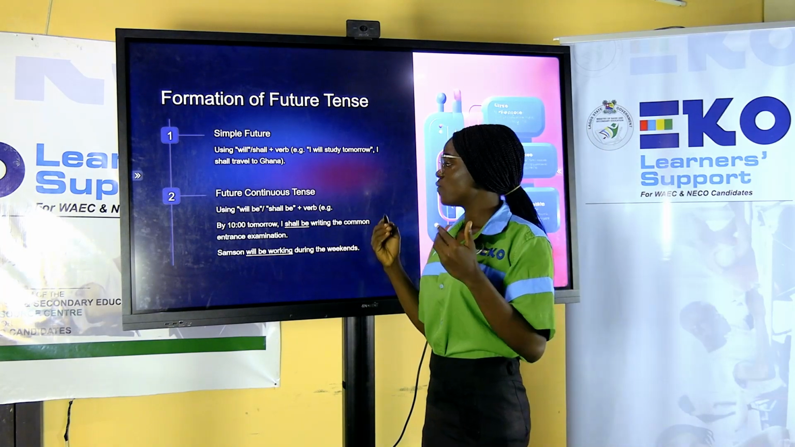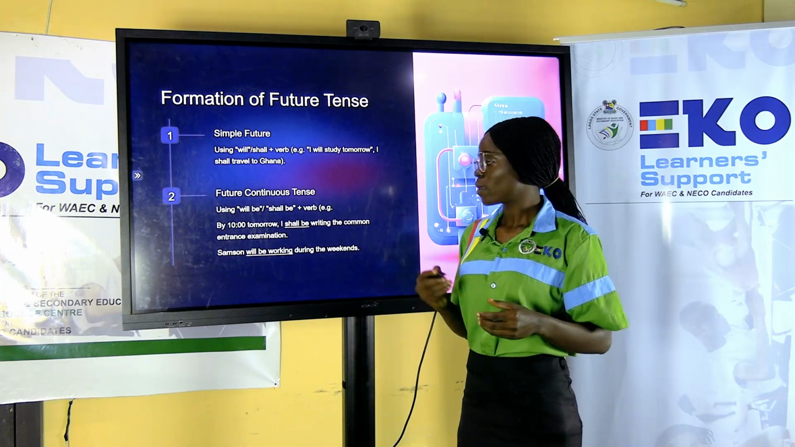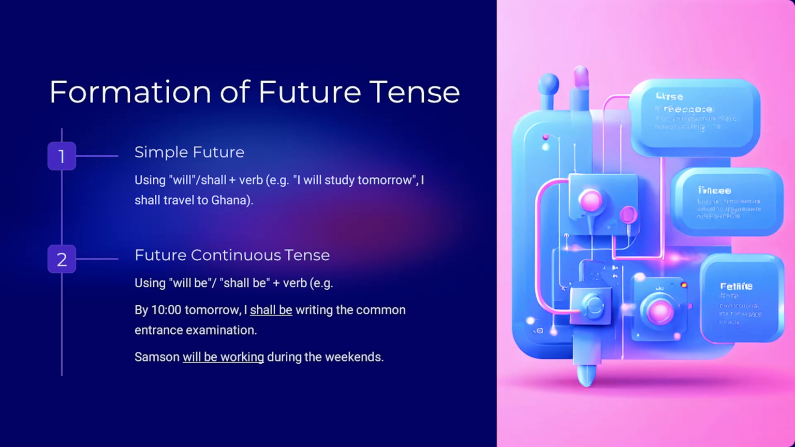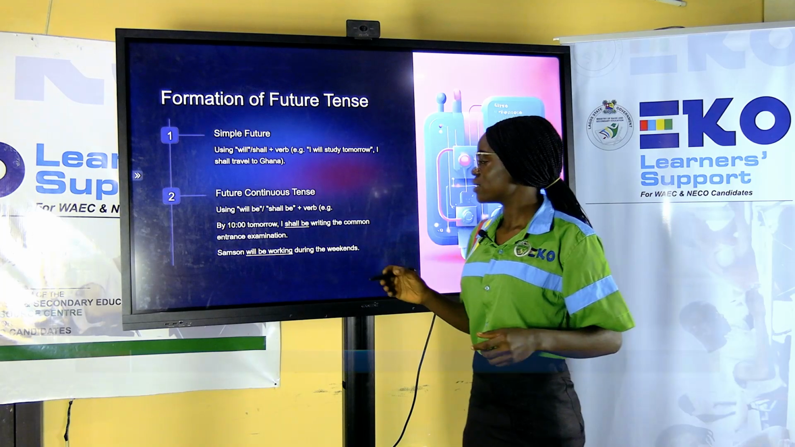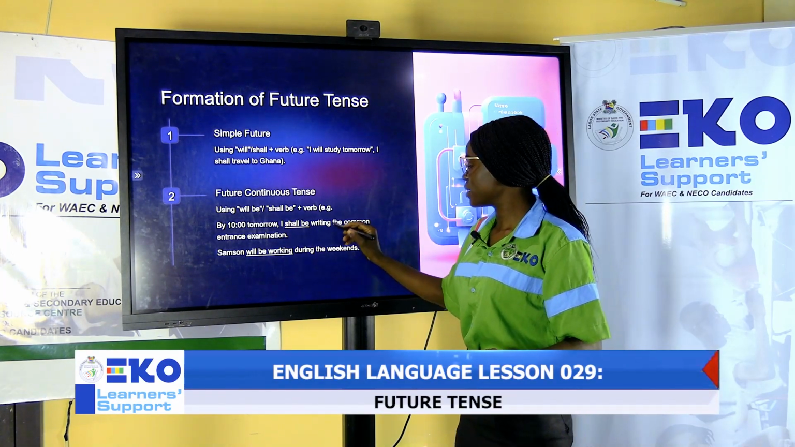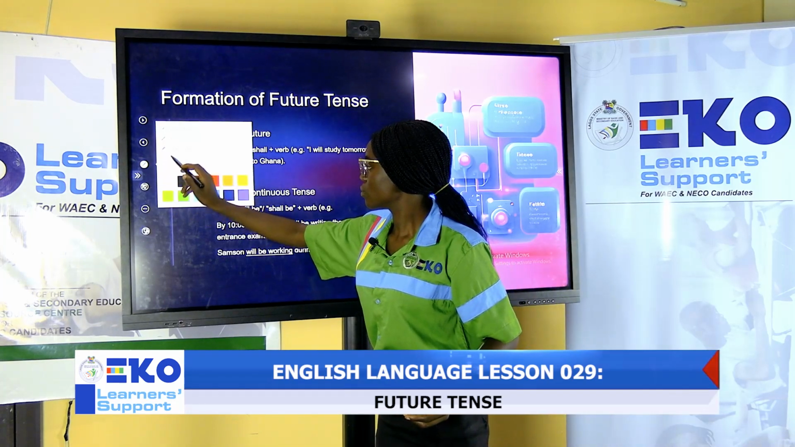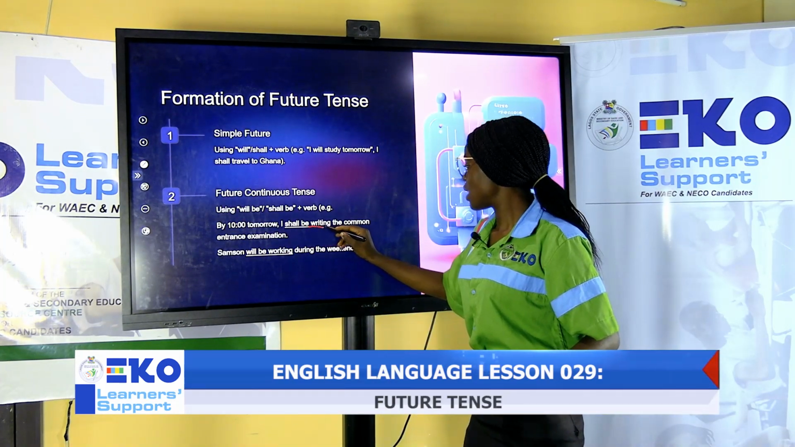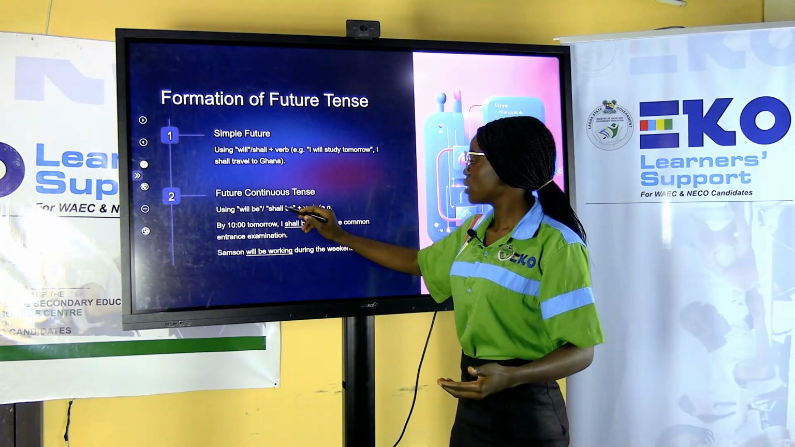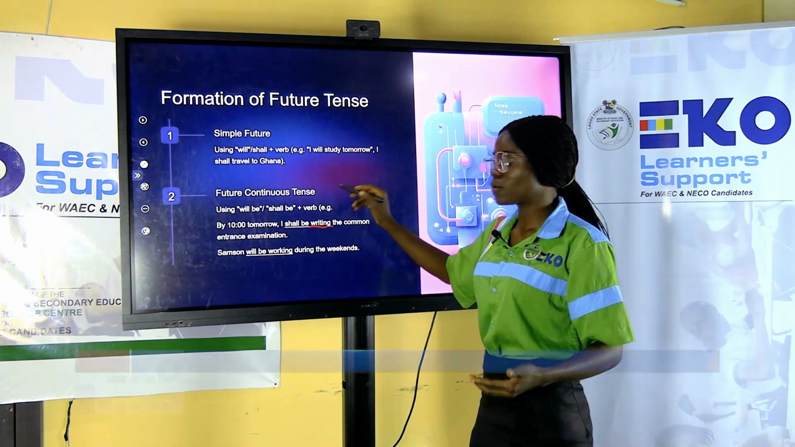Then, if you are going to form future continuous tense, you would be using will be or shall be. So for instance, by 10 a.m. tomorrow, I shall be writing the common entrance examination. In that sentence, shall be is talking about a continuous form, shall be writing. So we can use will be or shall be plus verb.